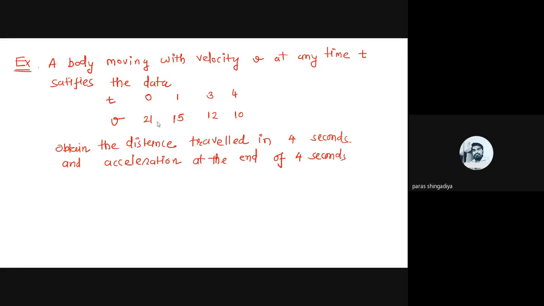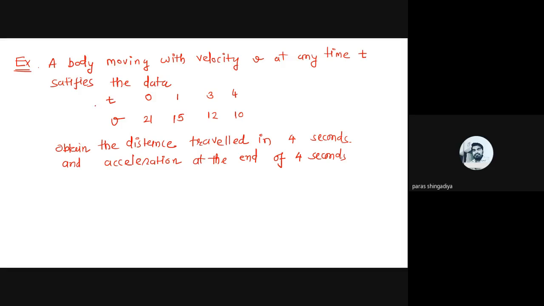One real-life example is given here. One set of data is given for velocity. A body is moving with velocity v, and at any time t it satisfies the data. This data is given for t equal to 0, the velocity of any body or any particle.